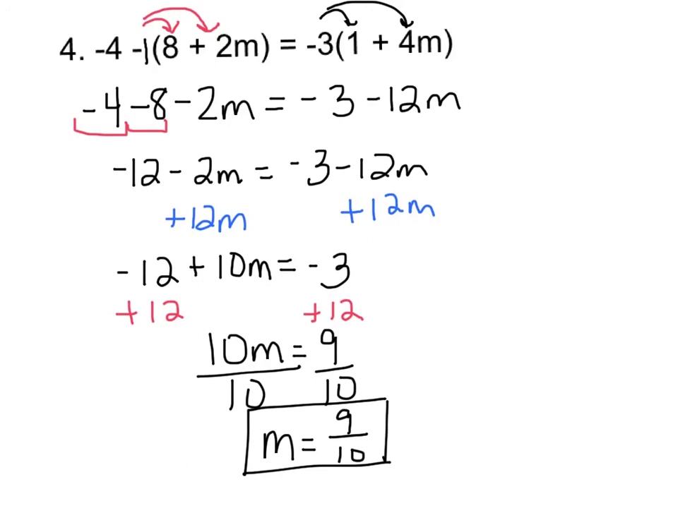So remember, your steps of review, what we went over today. Step 1, get rid of parentheses by distributing. Step 2, combine like terms. Step 3, move the variable to one side of the equation. And the last step is to solve for the variable using inverse operations.